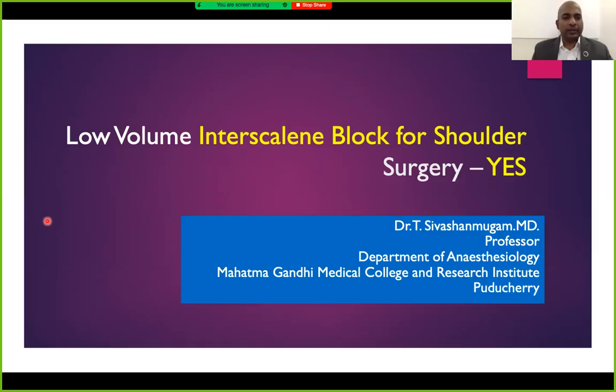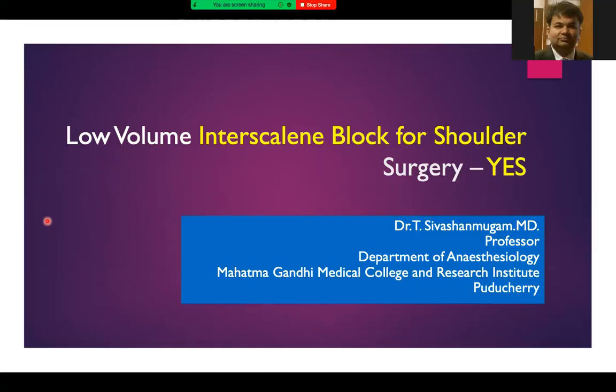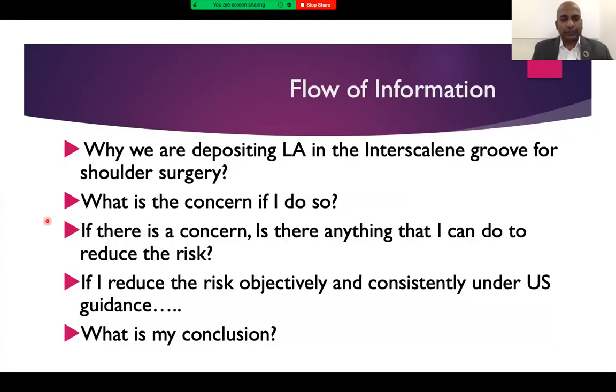And today the topic for my debate is low volume interscalene block for shoulder surgery. The flow of information for my presentation is as follows. First, I'm going to discuss why we are depositing local anesthetic in the interscalene groove for shoulder surgery. Then, if you are doing so, what is the concern? If there is a concern, is there anything that we can do to reduce the risk? And then fourthly, if I reduce the risk objectively and consistently under the ultrasound guidance, what is my conclusion? So this is how I'm going to flow through.